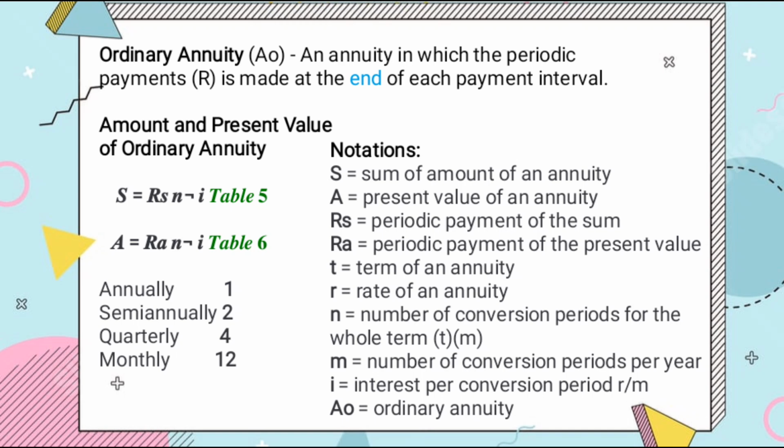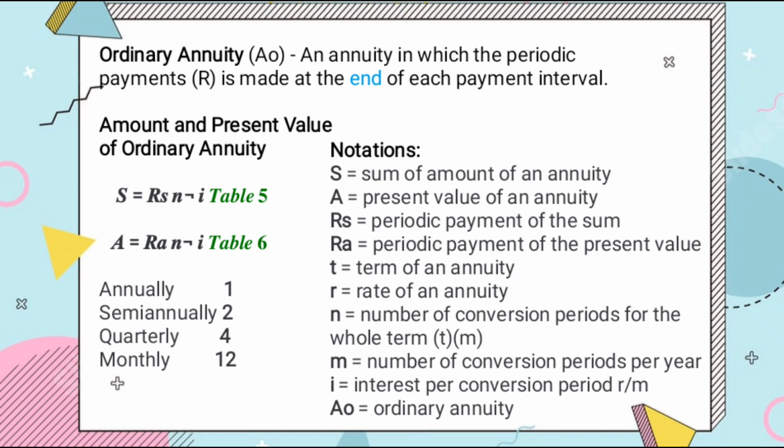Before we solve the problem, let us know this following notation. S is equal to sum of amount of an annuity, where A is the present value of an annuity. So, RS naman, periodic payment of the sum. RA, periodic payment of the present value.